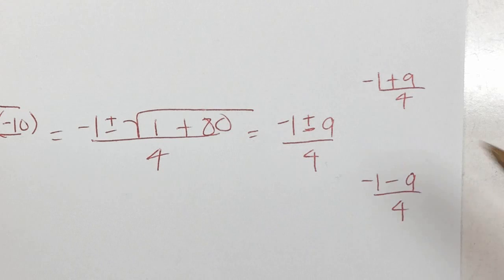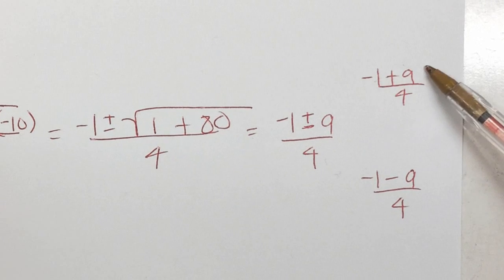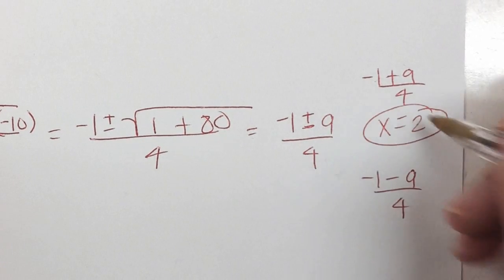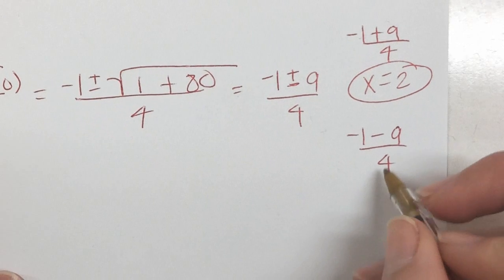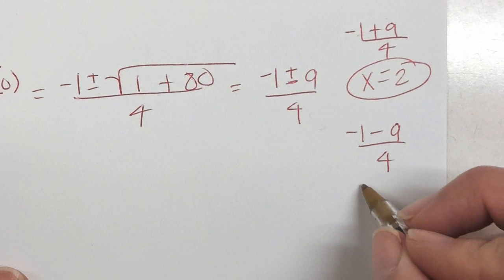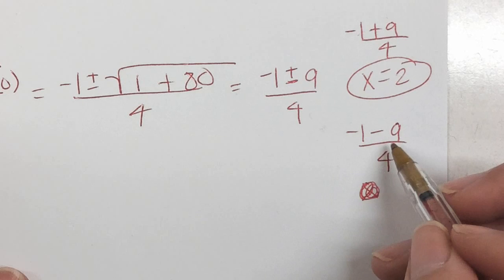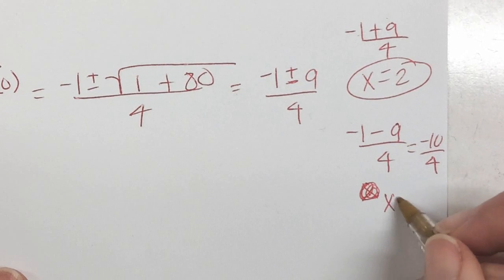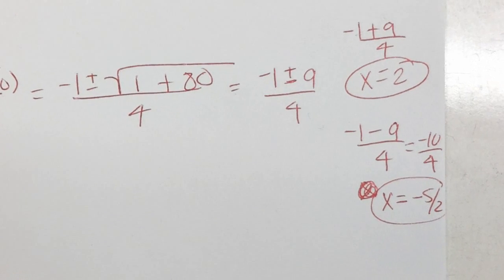Okay. So negative 1 plus 9 is 8 over 4. 8 divided by 4. Yes, Eric, that's 2. Good. Wait, let's go back. What's negative 1 minus 9? And negative 10 over 4, we can simplify that to what? 5 over 2. Good. Negative 5 over 2. Great job.